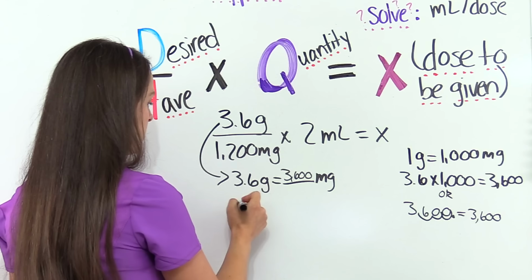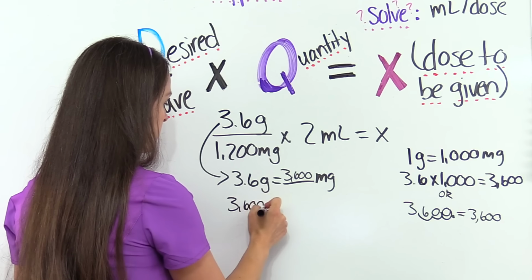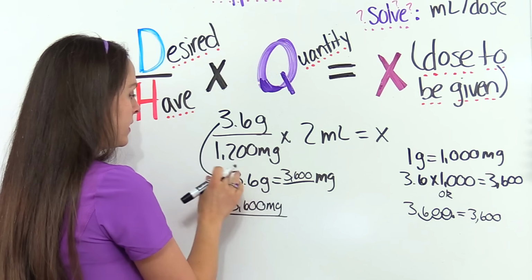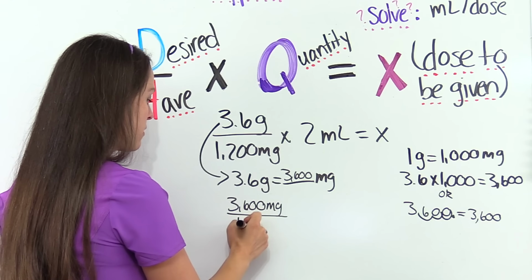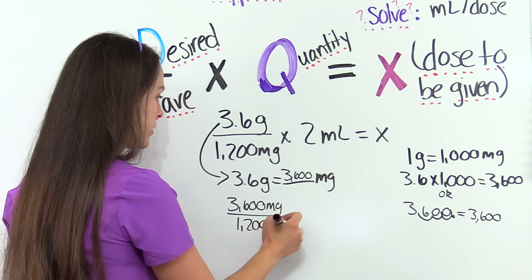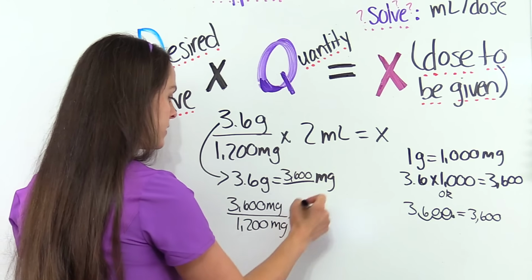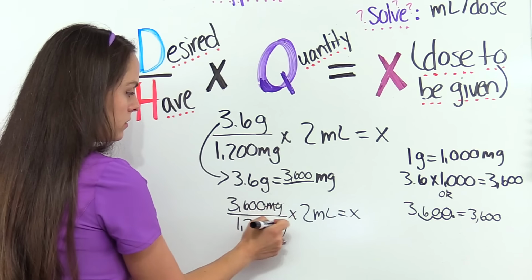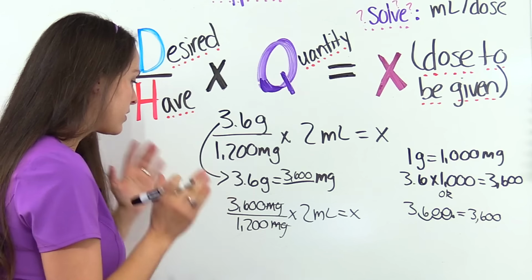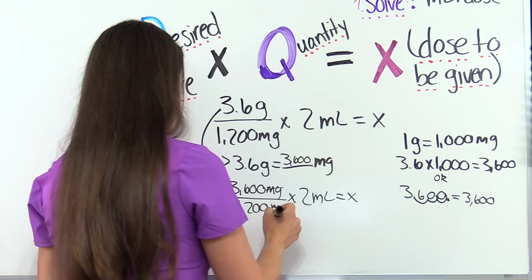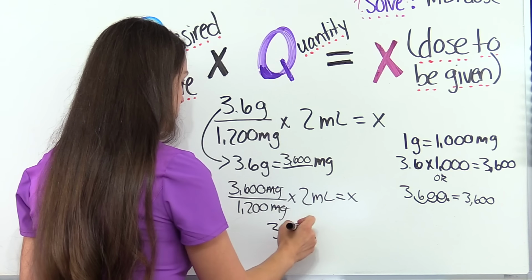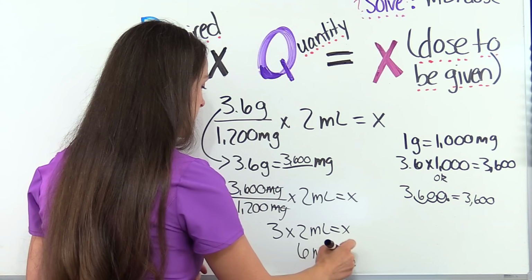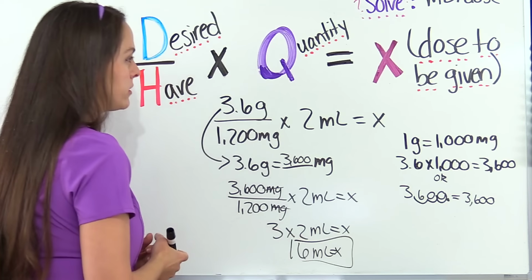So we have 3,600 milligrams. That's our desired dose. We just converted 3.6 grams into that. Over what we have on hand, so 1,200 milligrams, times, again, the quantity, 2 milliliters, equals X. So our units cancel out. We're excited about that, and we're ready to solve. So 3,600 divided by 1,200 gives us 3 times 2 milliliters. You multiply that out, you get 6 milliliters. And that is our answer. That's how many milliliters we're going to give per dose.